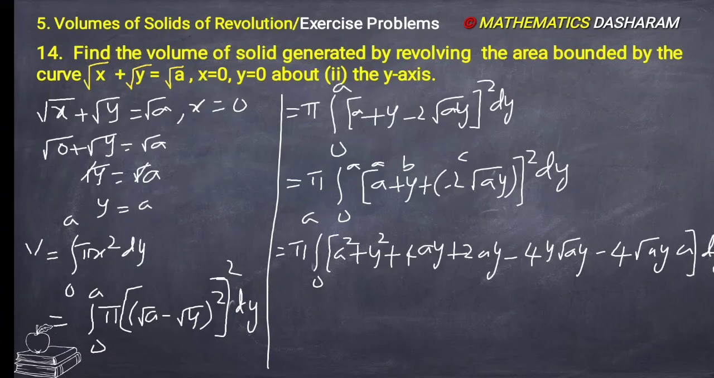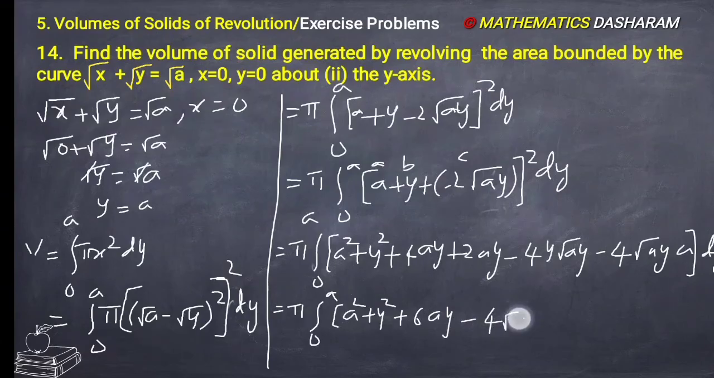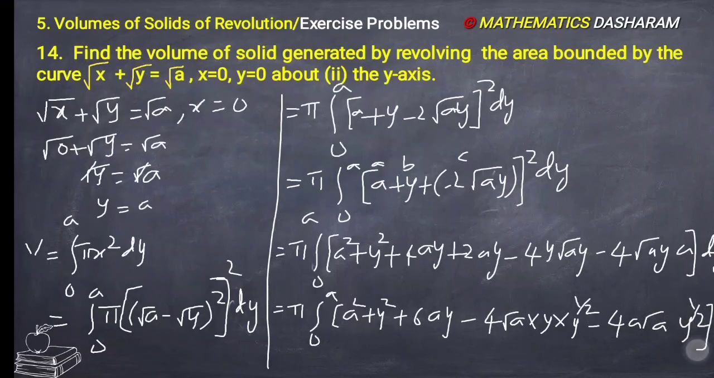dy. So it is equal to pi into integration 0 to a. So a square plus y square plus 4ay, 4ay plus 2ay is 6ay, minus 4 into root a into y into root y, can write as y to the power of 1 by 2, minus 4 into root a into a, into root a into root y means y to the power of 1 by 2, whole dy.